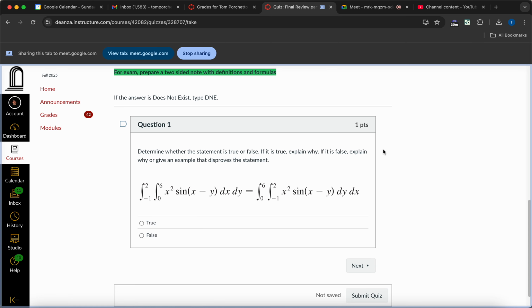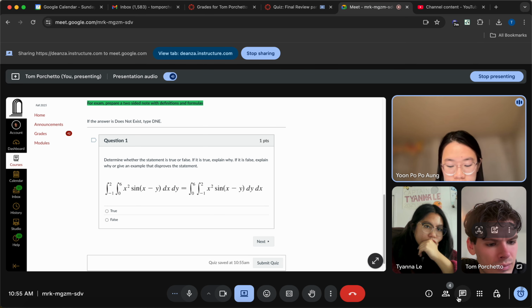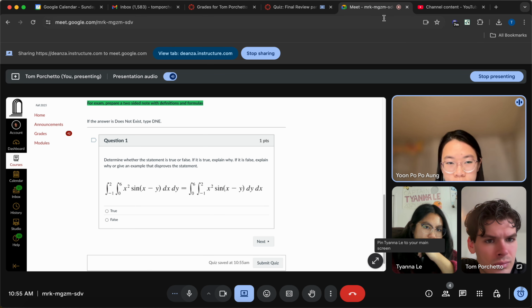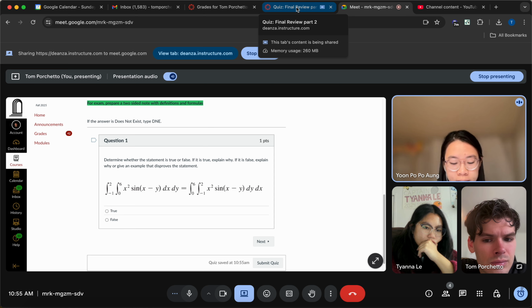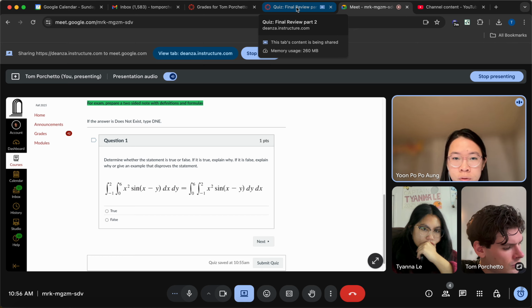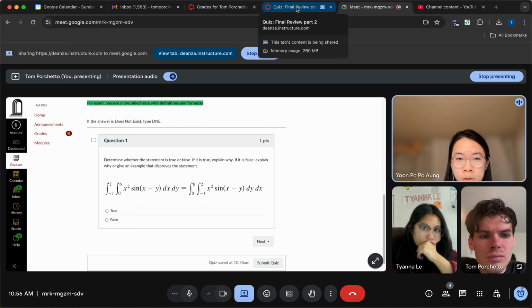For question one, I answered true because if we use the Fubini theorem, and the function is continuous over the region that we are defining, then we should be able to change the order of integration. So in here, when we change the order of integration from dx dy to dy dx, the lower limit and the upper limit for each of them also change. So I would say the answer is true.